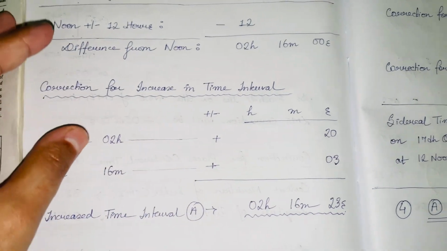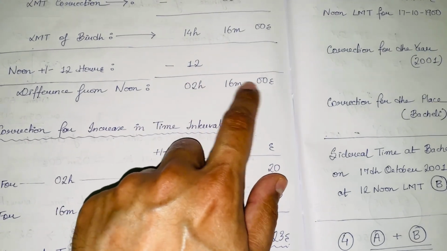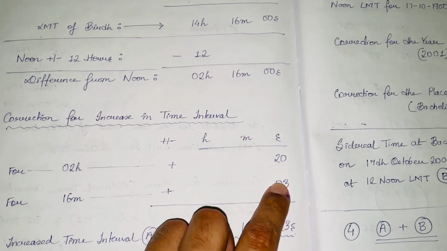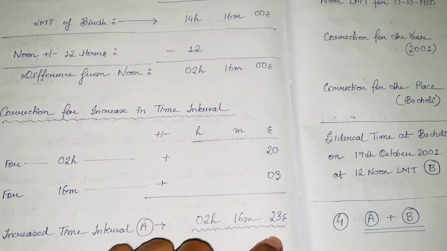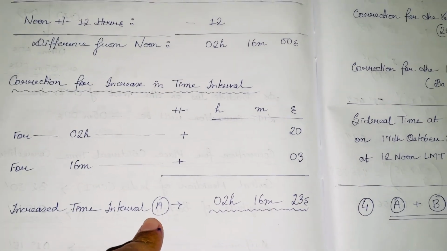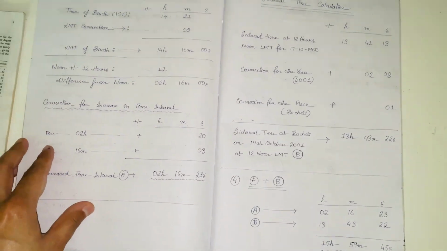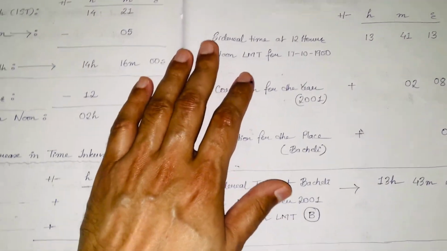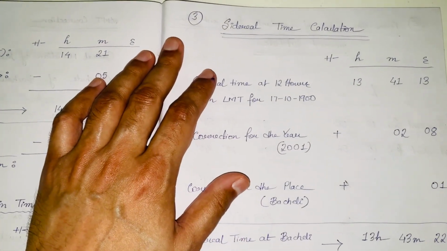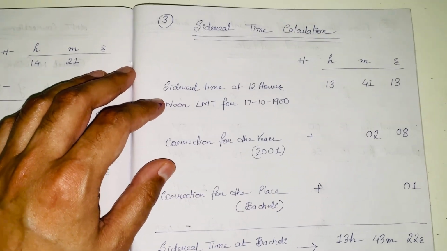Now what we are doing? Our increased time interval will be this value plus this value plus this value, which is going to give us 2 hour, 16 minute and 23 second. So this is our A. Now we have found out A. Now let's find out the next step that we are calculating, that is B. The next step is step number 3, because we will be calculating B over here. Step 3 will be the sidereal time calculation.